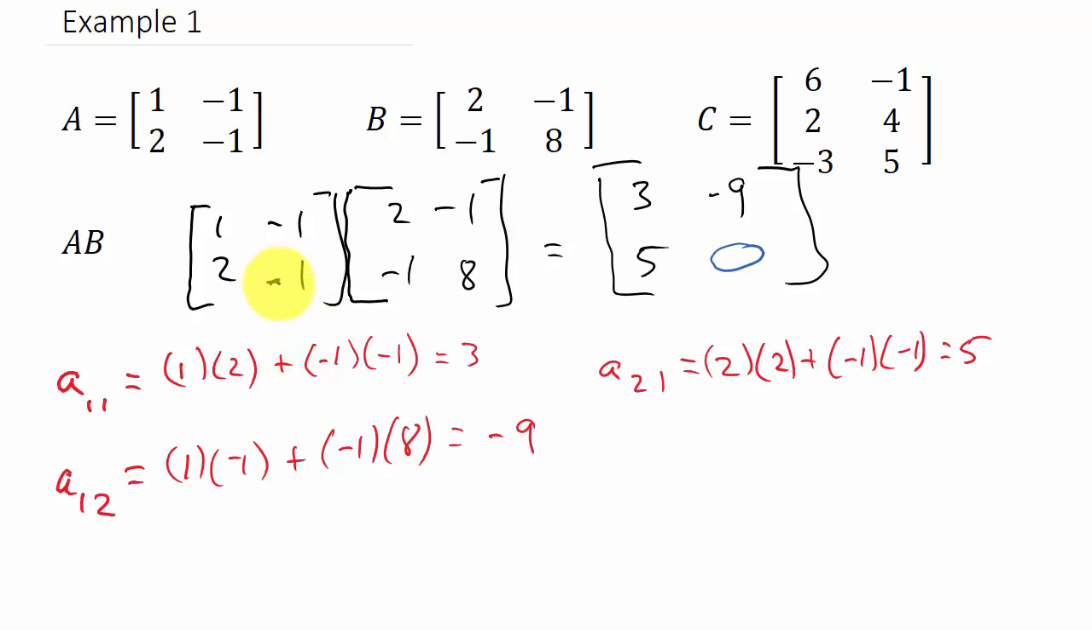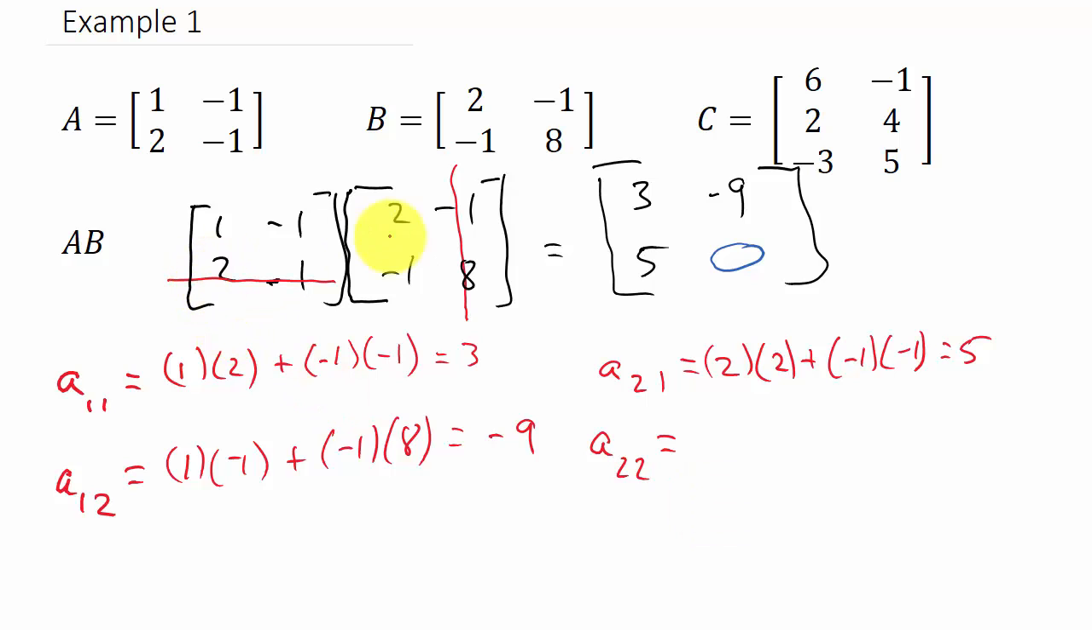This is a negative 1. I accidentally erased that negative sign. And then we have this entry, the second row, second column. So I will multiply the second row times the second column. So I need second row, second column.